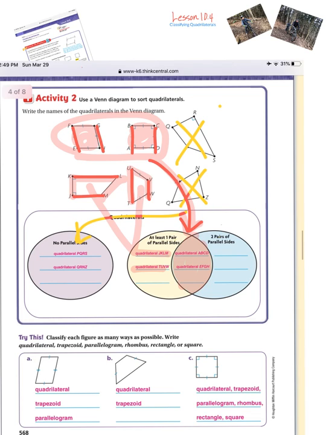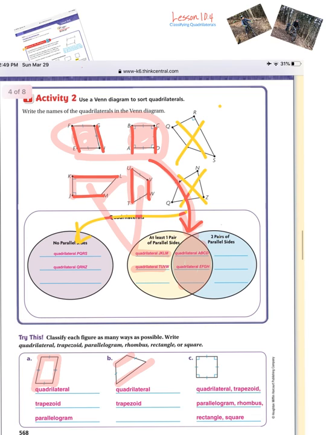For A, you should classify this figure as a quadrilateral because it has 4 sides. Another reason is because it has at least 1 pair of parallel sides, which makes it also a trapezoid. And then because the opposite sides are parallel, you could also call it a parallelogram. So it can be classified 3 ways. For B, you see a 4-sided figure, which is called a quadrilateral, and it has at least 1 pair of parallel sides, which makes it a trapezoid.